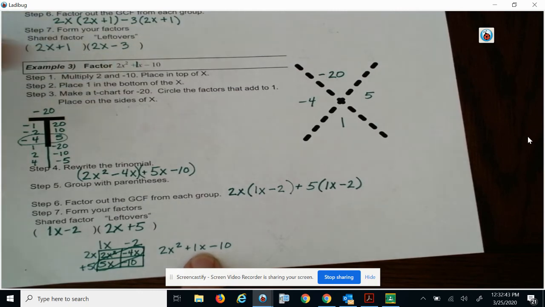And that's one way you can also check your work to make sure that you factored correctly. Use the box method when you're done, or FOIL method, and see if you end up with that same answer.